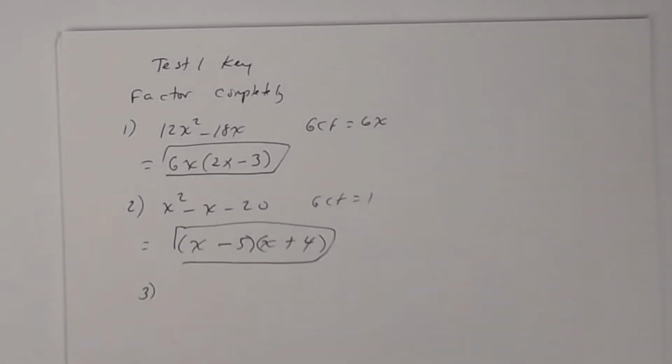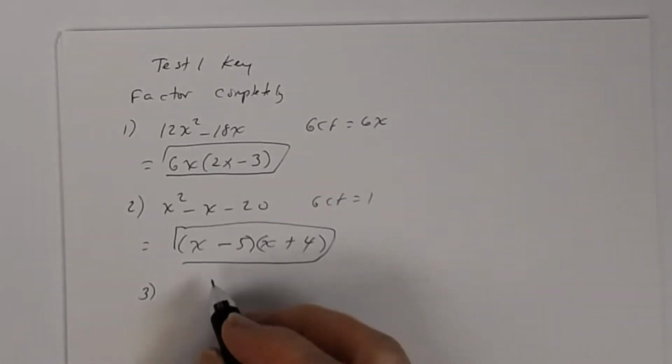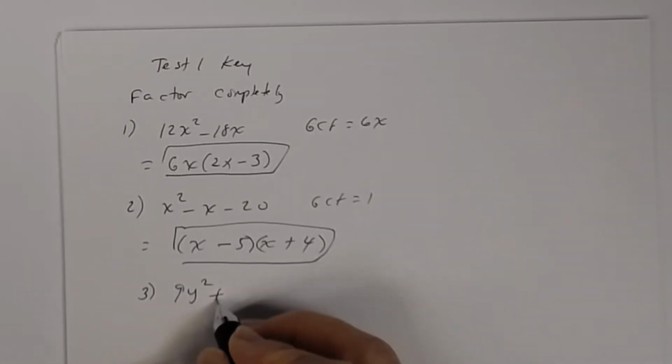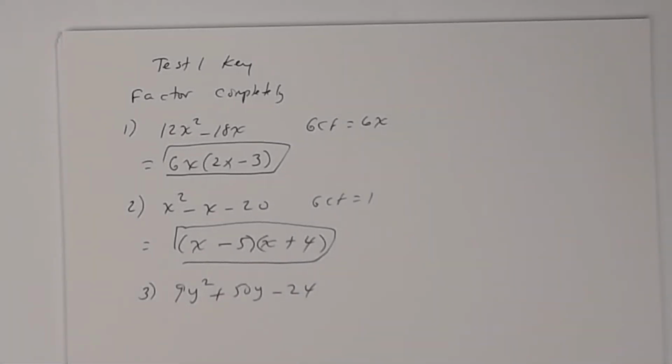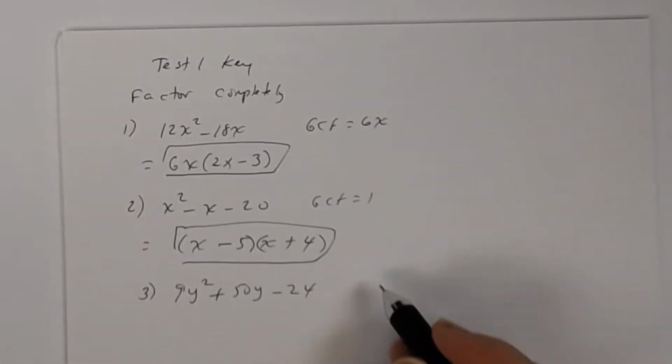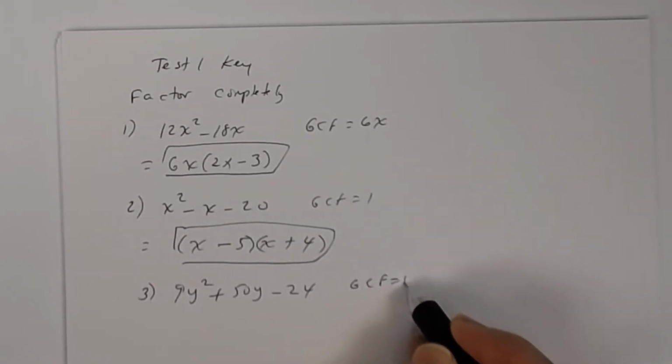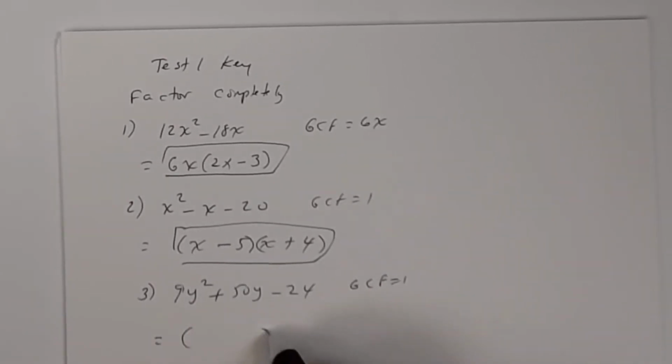Number 3, we have 9y squared plus 50y minus 24. All right, so 9y squared plus 50y minus 24. Okay, so the GCF here is 1 as well. So the GCF is 1. So I'm going to go directly to the 2 binomials.